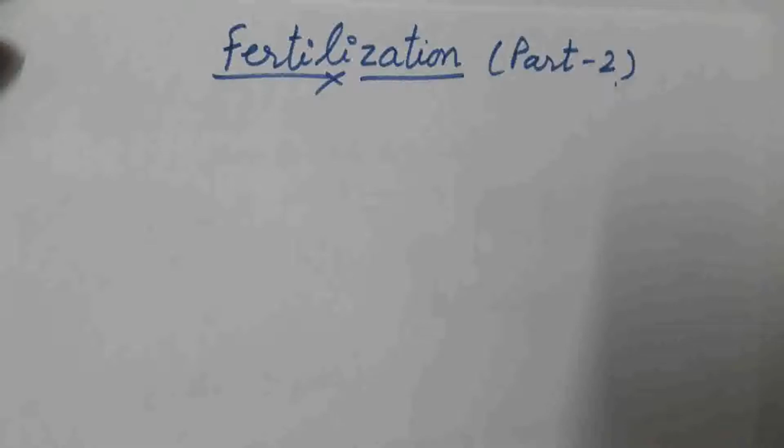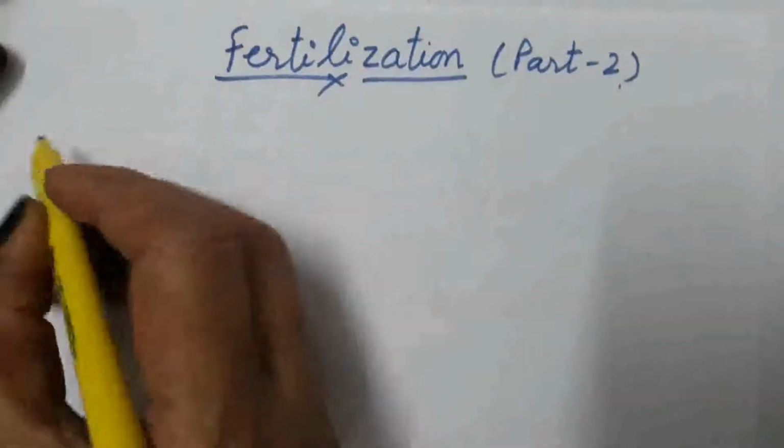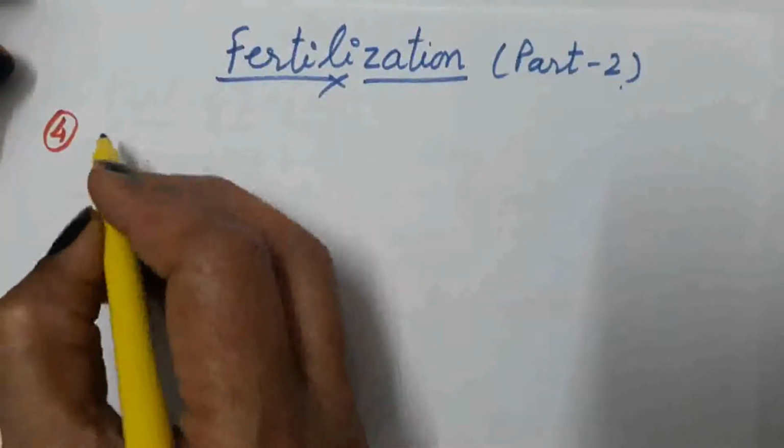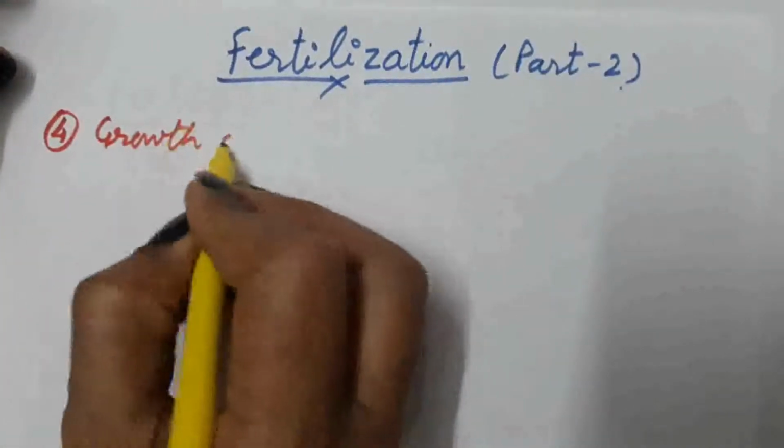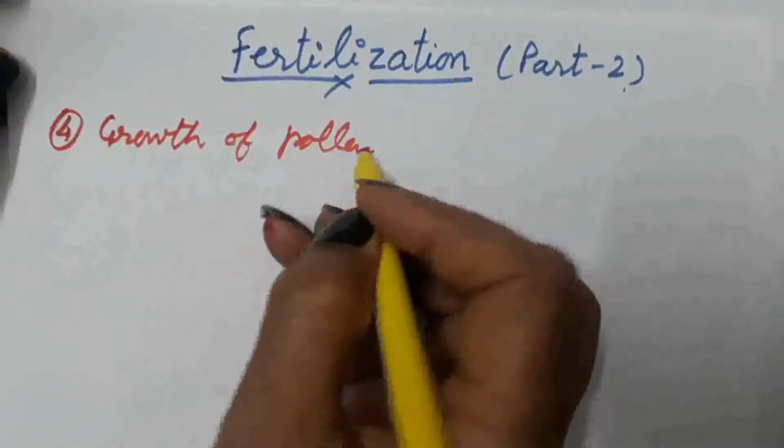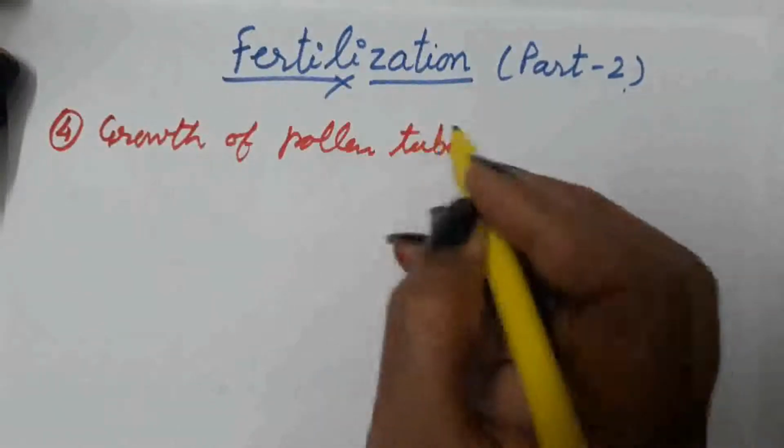Students, in our previous video we started the topic fertilization related to chapter reproduction in flowering plants, in which we understood the concept of pollen pistil interaction, how pollen grain after pollination lands on the stigma, germination of the pollen grain takes place on the stigma, and after that growth of the pollen tube takes place. With the same point, I am going to start here, that is the growth of pollen tube. How does the growth of pollen tube take place?